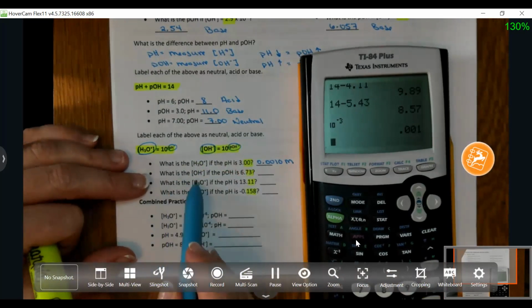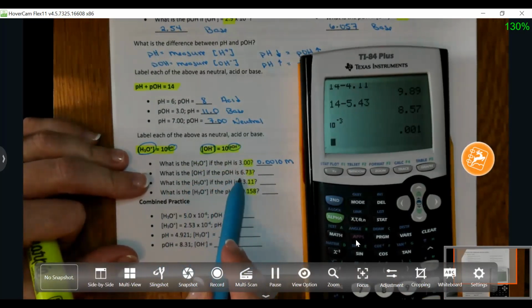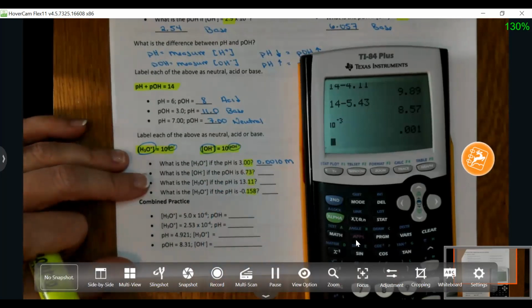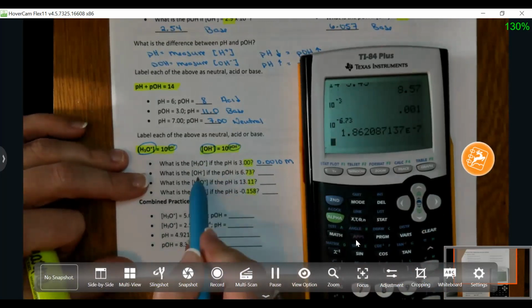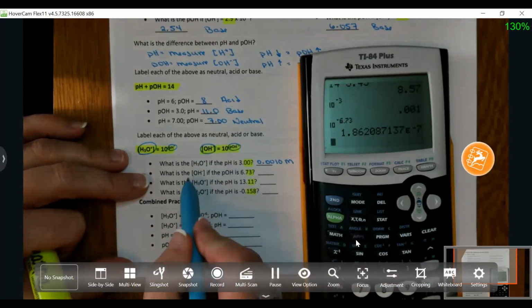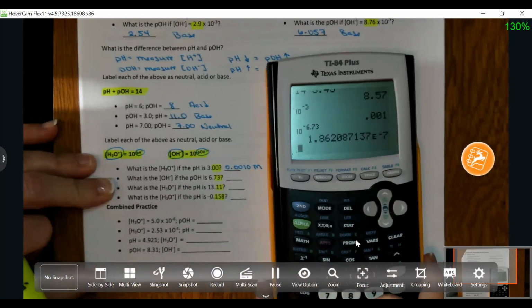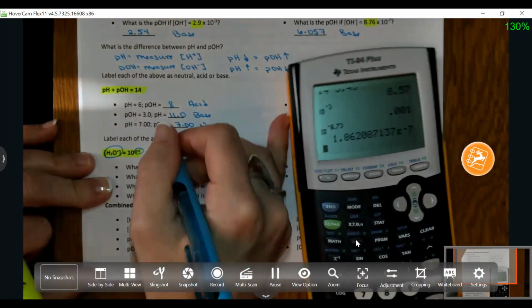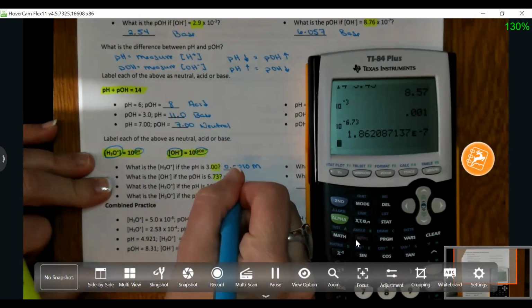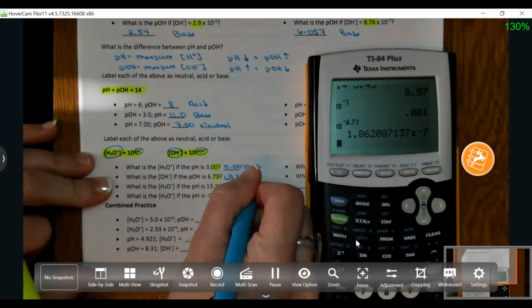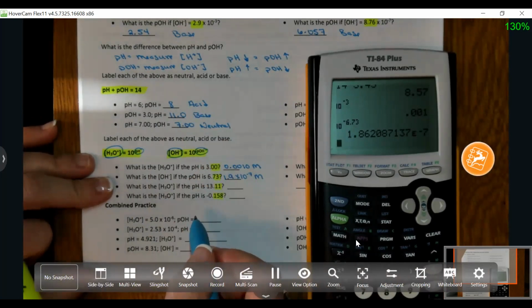Next question, what's the hydroxide ion concentration if the pOH is 6.73? Anytime I'm given the pH or the pOH, I'm trying to find ion concentration, I can just do second log. That gives me my 10 to the negative 6.73. And this is the pOH scale, so it's going to give me my hydroxide ion concentration. And I've got to have 2 sig figs, so I would record my answer as 1.9 times 10 to the negative 7. Now I'll put a big M on my concentrations.